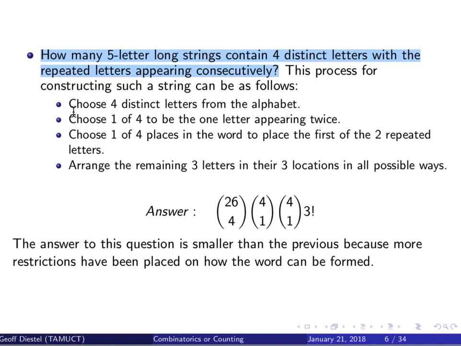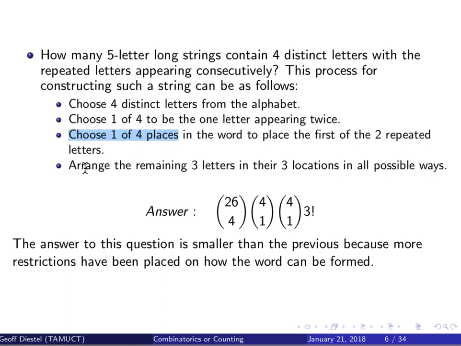So again, we break it down into a process, which is very similar. We choose 4 distinct letters from the alphabet. We choose one of those to be the letter appearing twice. But now we have to place those 2 repeated letters next to each other in the string. So there's only one of 4 places we can put those. We can put them as first, second, second, third, third, fourth, or fourth, fifth.